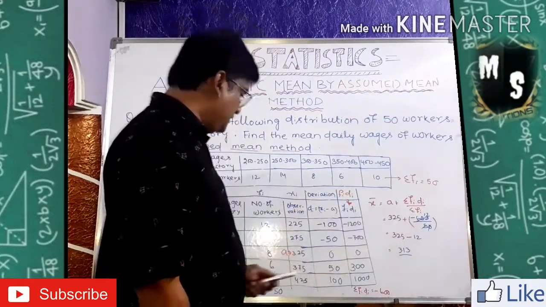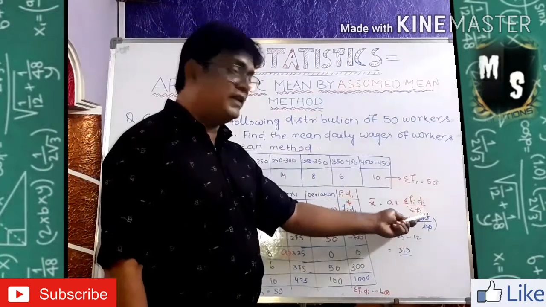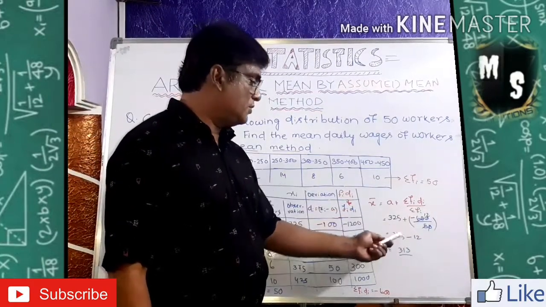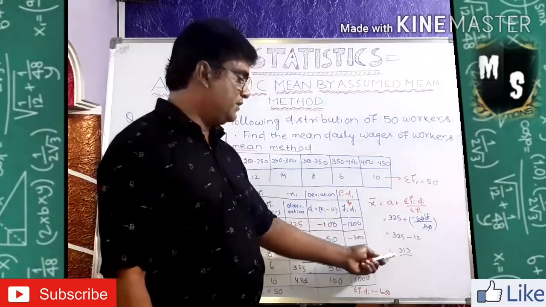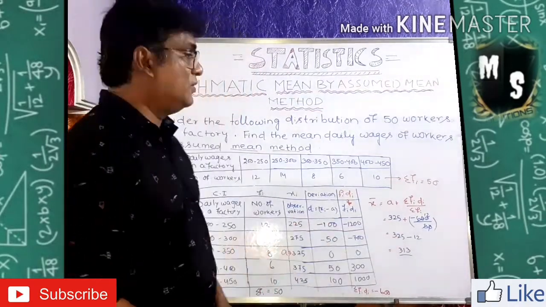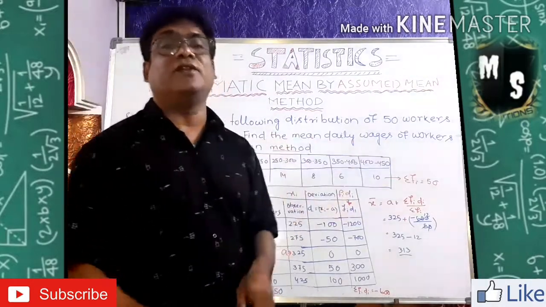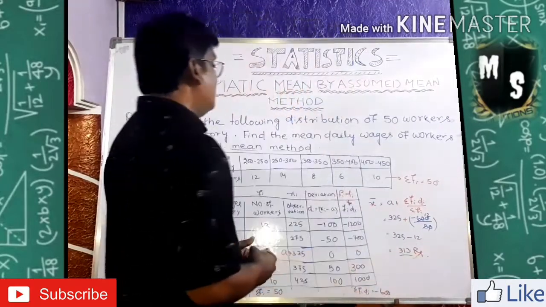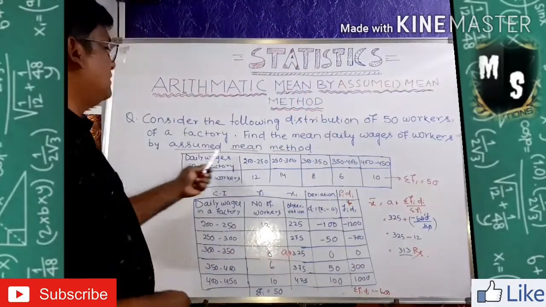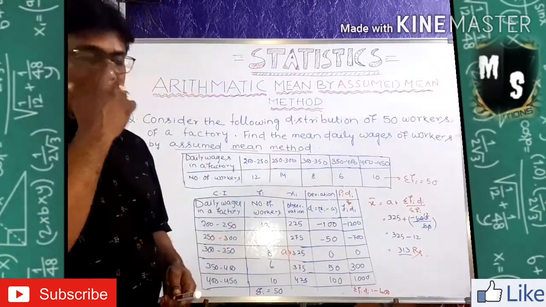Sigma fi is 50. So we divide it, it is minus 12. So plus into minus, minus 325 minus 12, it is coming 313. What is that? Mean of daily wages, 313 rupees. You have to write rupees. It is the mean daily wages of a worker in the corresponding factory. Understood now? It's very easy.